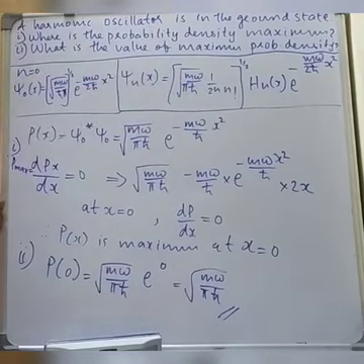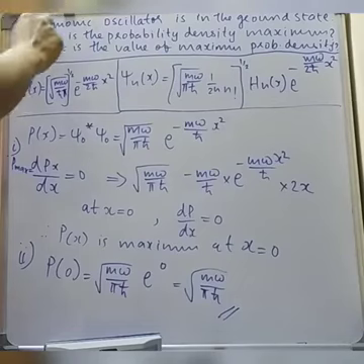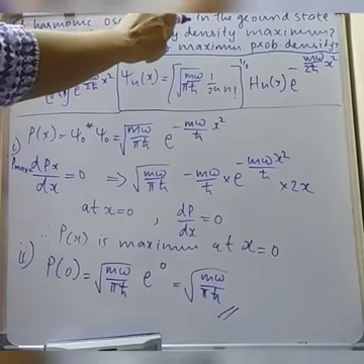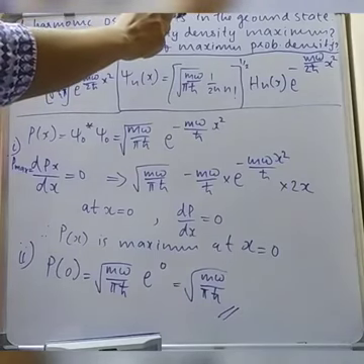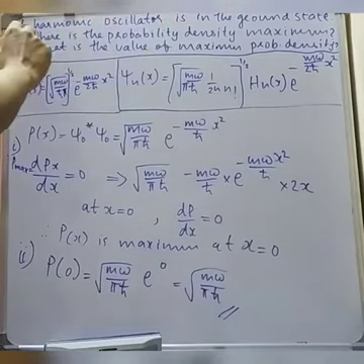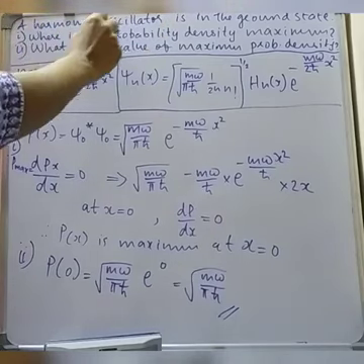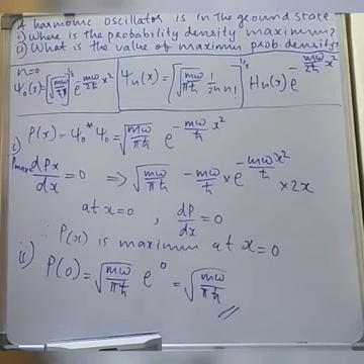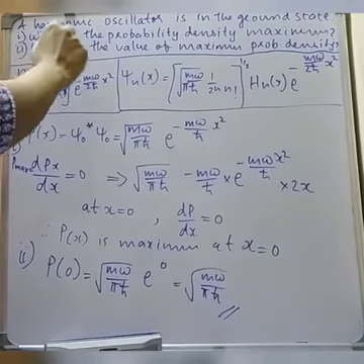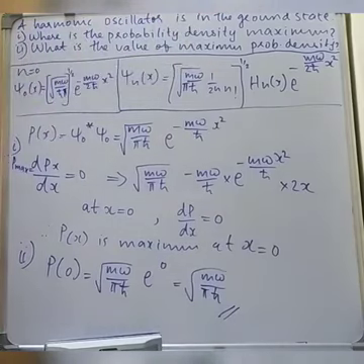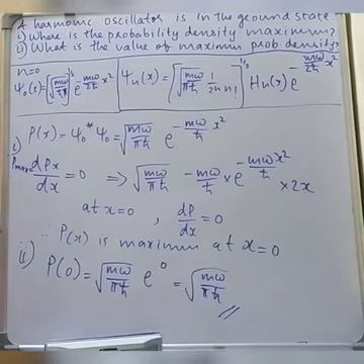Okay, so the next problem: a harmonic oscillator is in the ground state. We have to find where the probability density is maximum and what is the value of that maximum probability density. We have to find the value of x at which probability density is maximum.